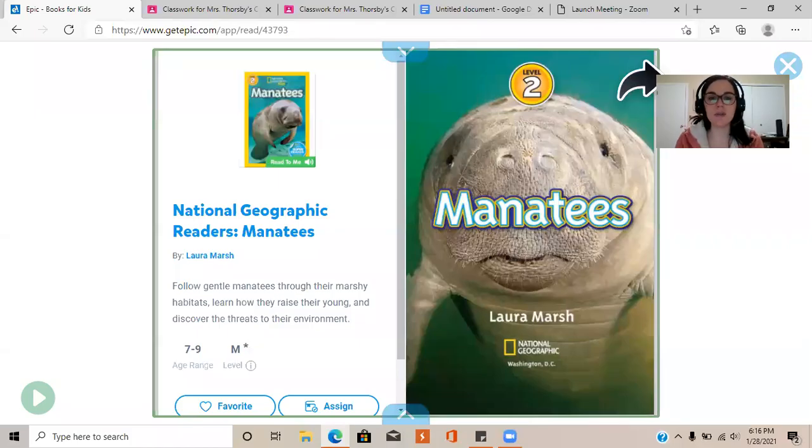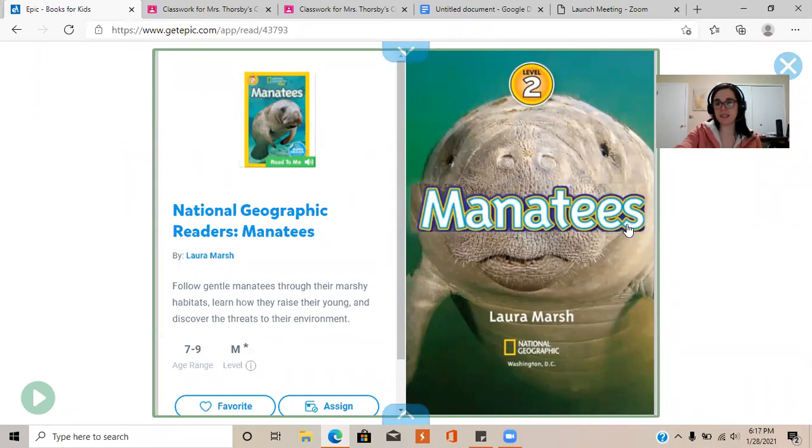Hi, everybody. Today for Writers Workshop, we are going to be working on looking at some mentor texts to see how real authors create informational text and the things that they use within informational text to help teach readers. Those things are called nonfiction text features. So, today, we're going to be exploring the informational text manatees.